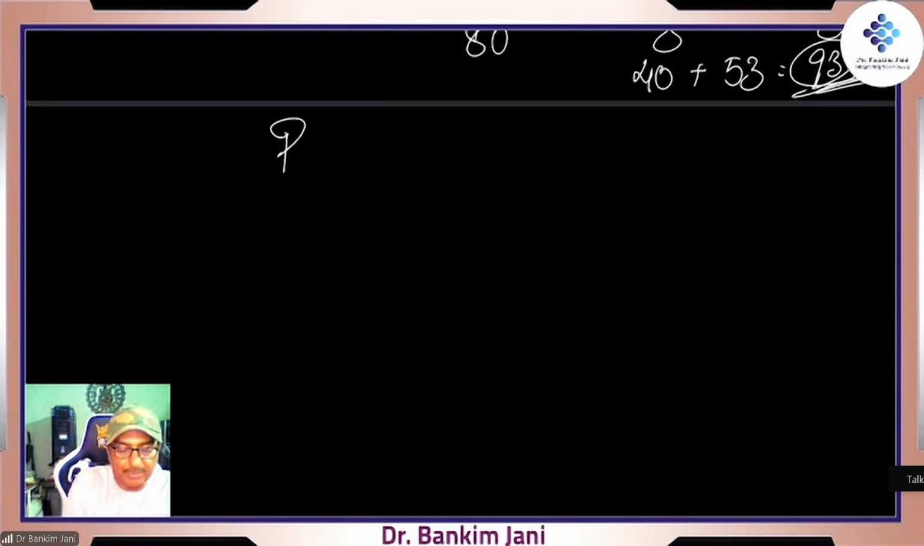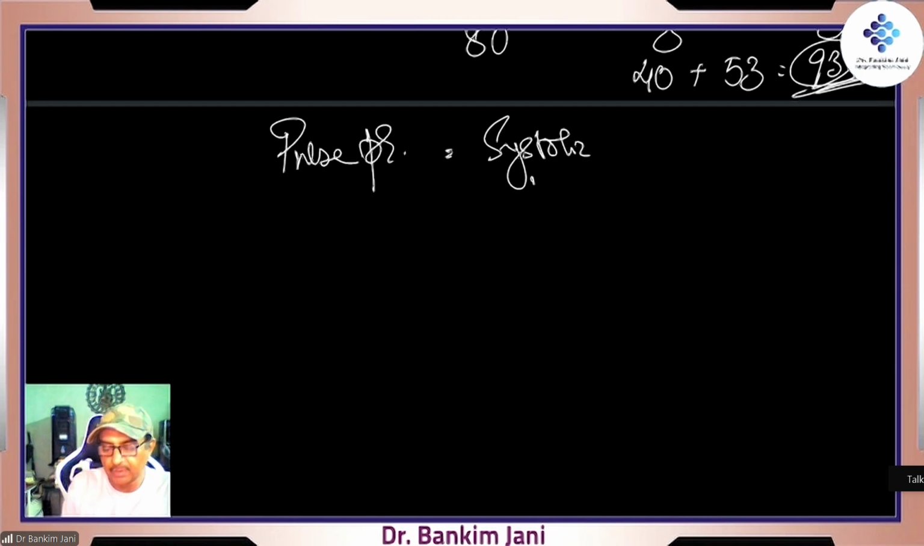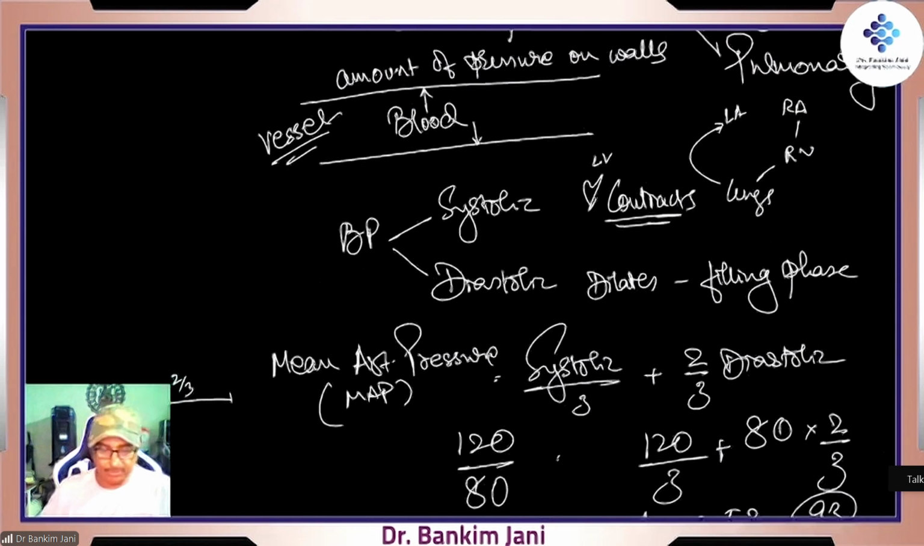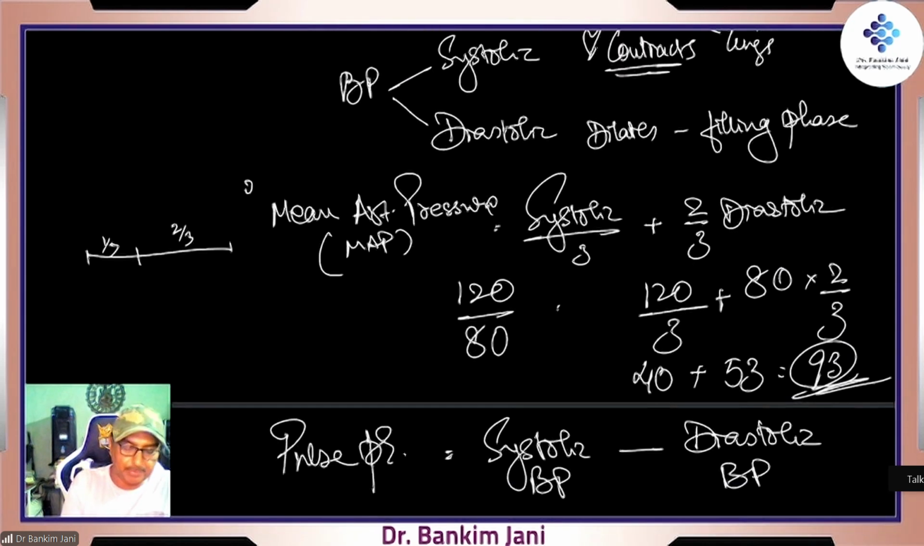When we talk about the pulse pressure, pulse pressure is systolic blood pressure minus diastolic blood pressure. All these three things: one is the normal blood pressure, second is the mean arterial pressure, and third is the pulse pressure. These three will be used extensively when we'll be discussing the pathology, that is, when we'll be discussing hypertension.